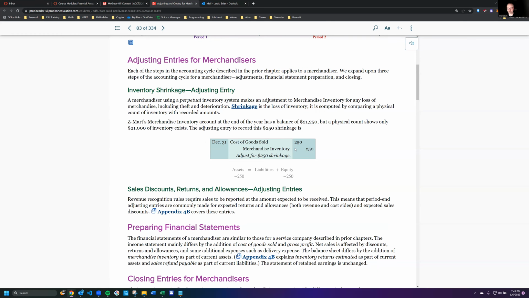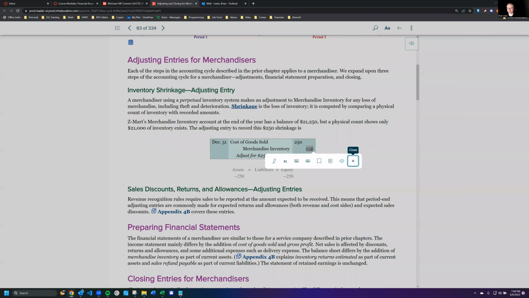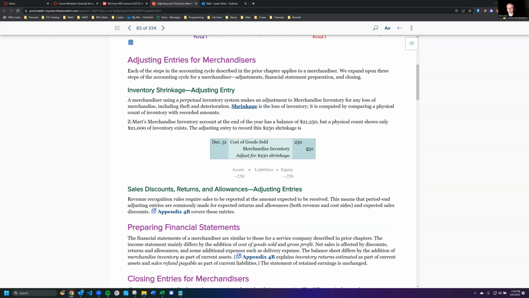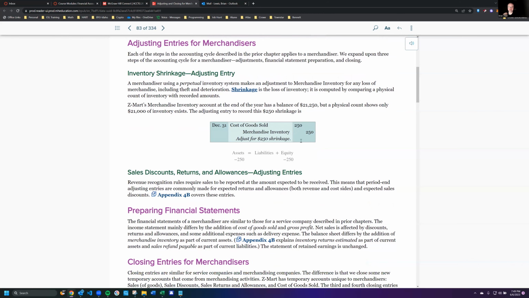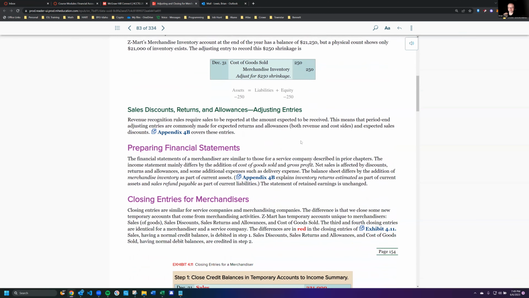And so that decrease will decrease accounts receivable, decrease inventory, and it'll increase the cost of goods sold. So this is a balance sheet account, and this is an income statement account, right? So it's an expense that's being recorded due to the shrinkage.